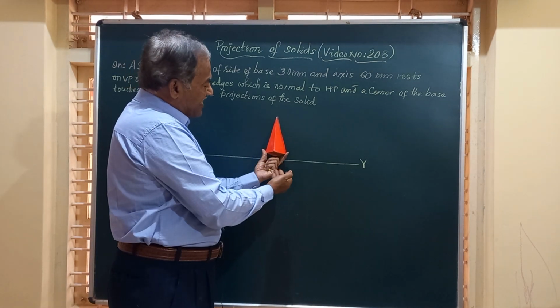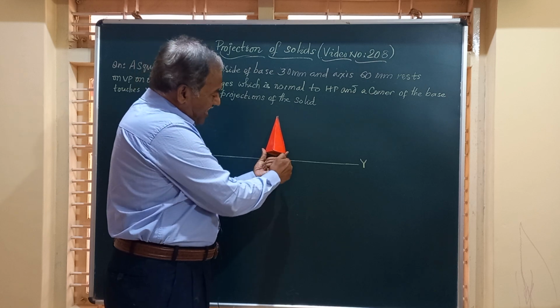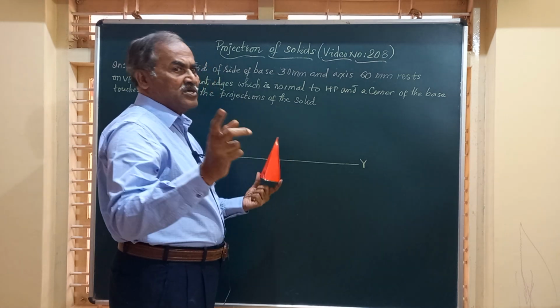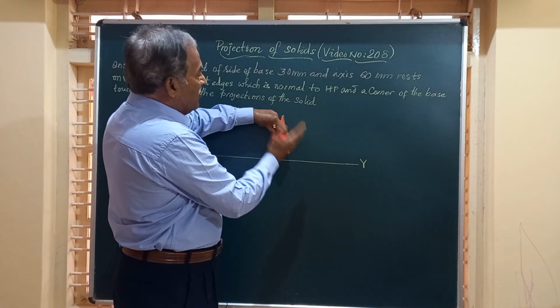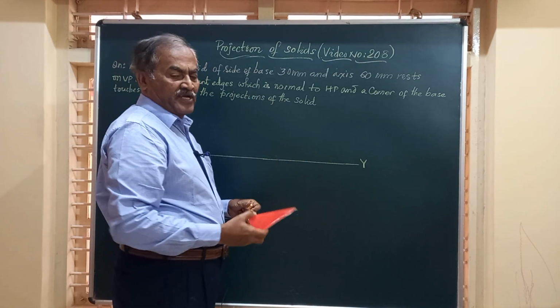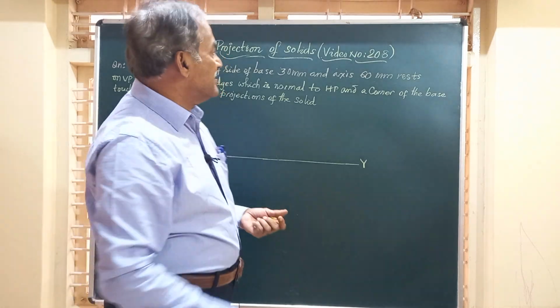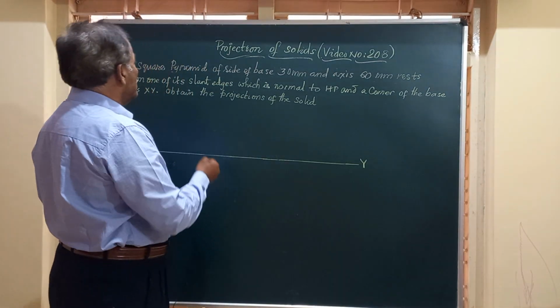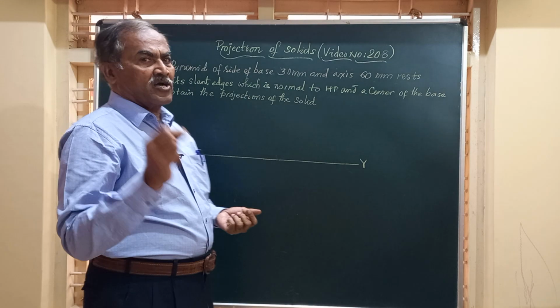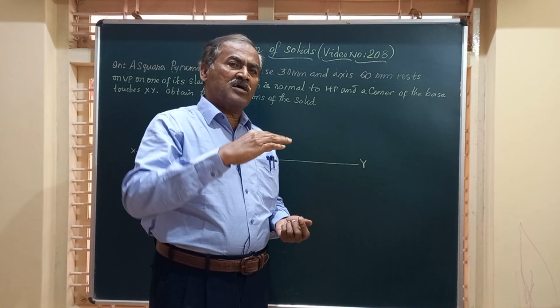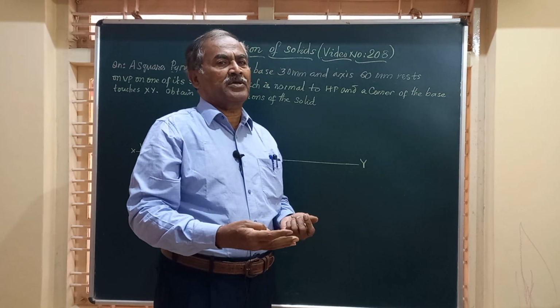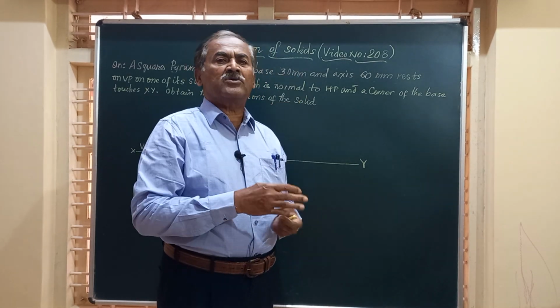There will be two triangles, and you will be having the same complete base visible to the observer because the slant edge is on VP. Friends, whenever you find in the question, it has to rest on a corner of the base, a slant edge of the base, or slant edge resting on HP, or slant edge inclined to HP.